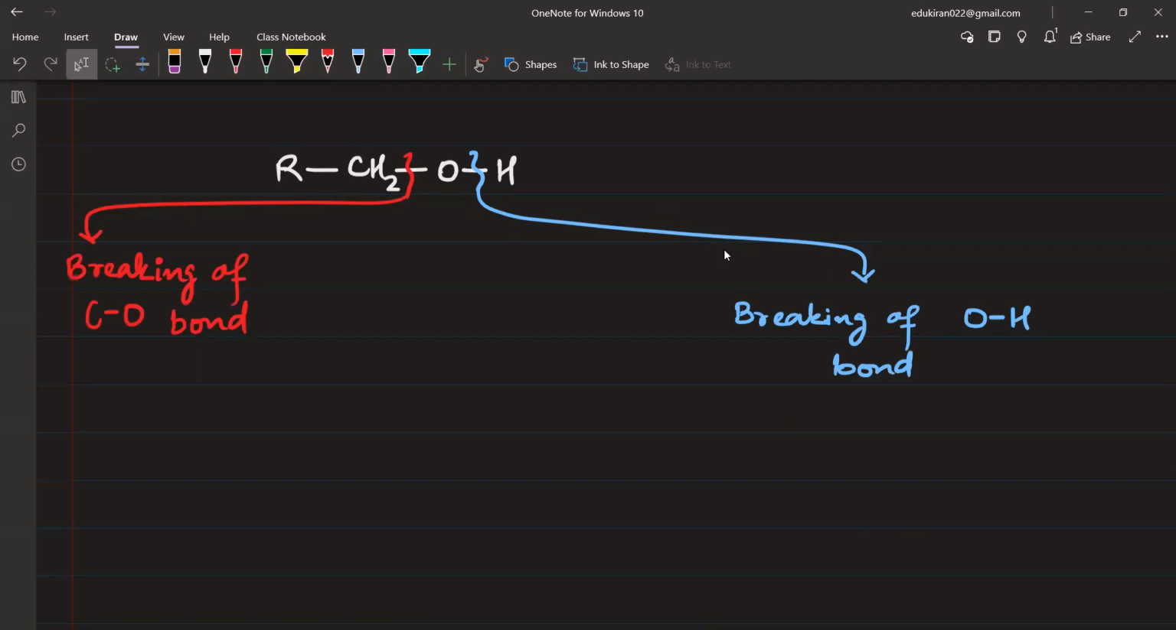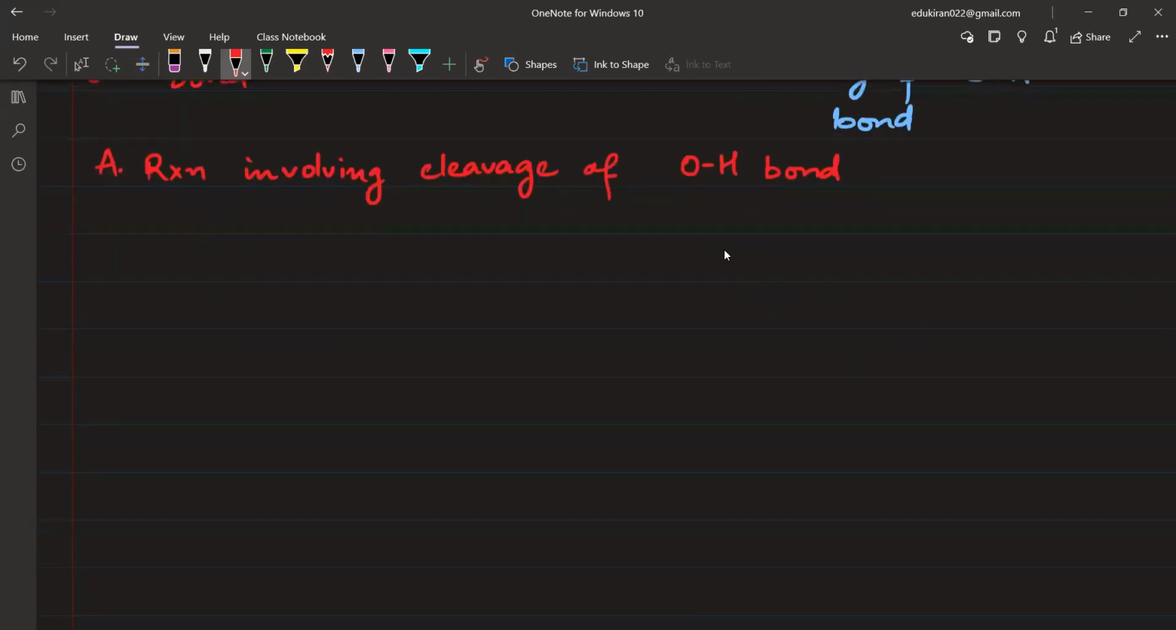Okay. Please write A part of the reaction. There are two types of reaction that we are going to see in alcohol. Number A is reactions involving cleavage of OH bond. Now for this, you write number one reaction: reaction with active metal.